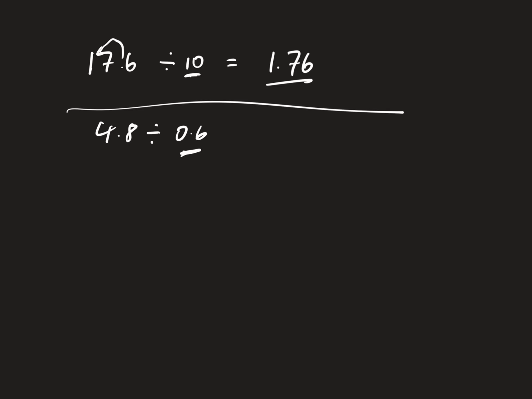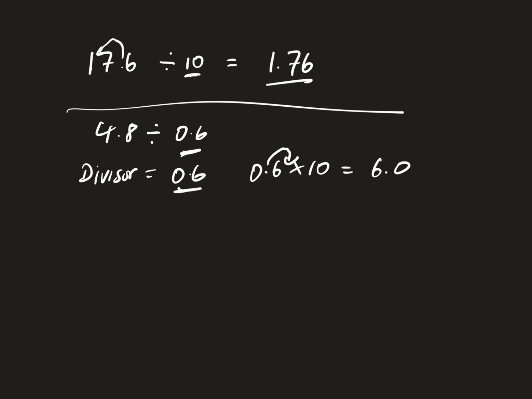So the divisor is equal to 0.6. So what we do is we want to change 0.6 to a whole number. So how do we do that? Well, we have 0.6, and we know if we multiply by 10, the decimal point will move one space to the right-hand side. So if we have 0.6 multiplied by 10, we'll get 6.0. That decimal point is hopped one space.